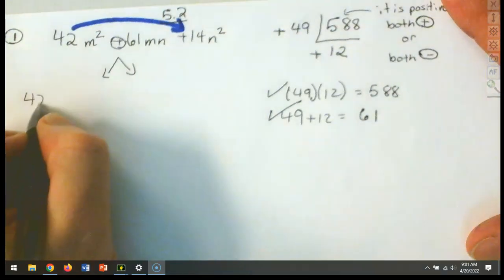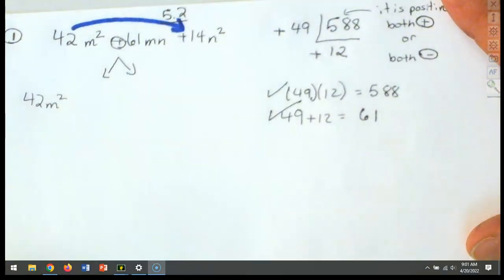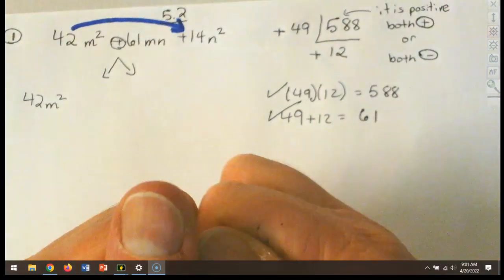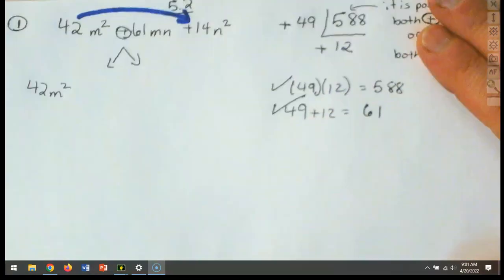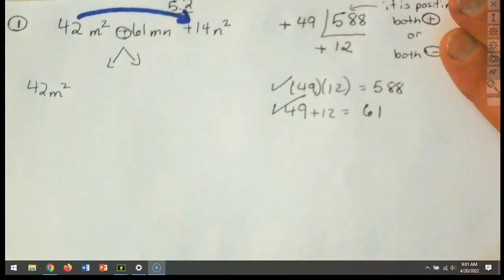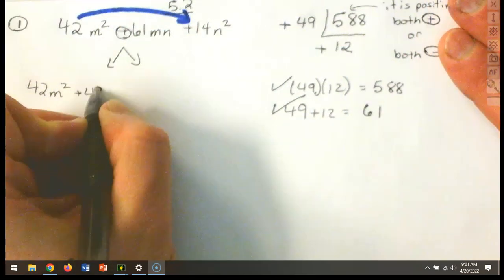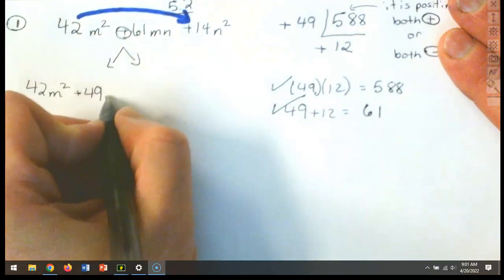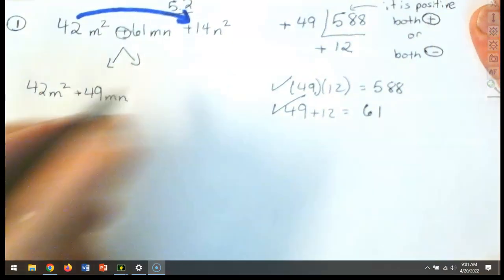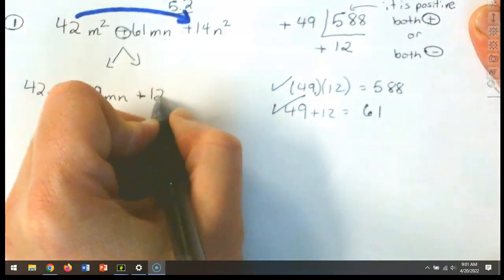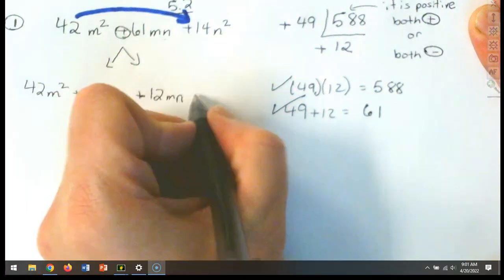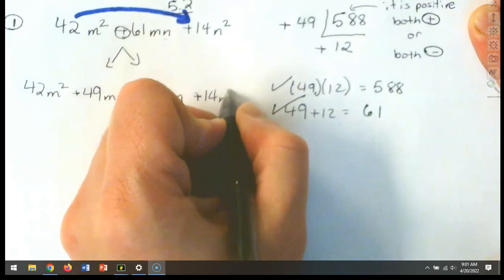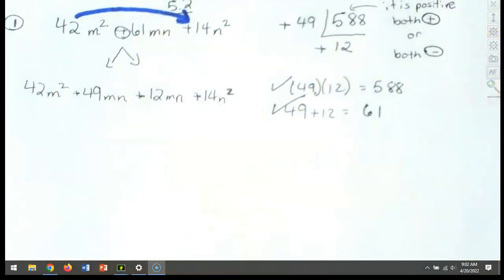So the first term and the last term always stay the same. The only part that gets split is the middle. So we're going to take that 61 and we're going to split that into 49. Now the variable that's associated with the middle is an mn. So 49mn and a 12mn. And then add on your 14n squared. So we split that middle up.